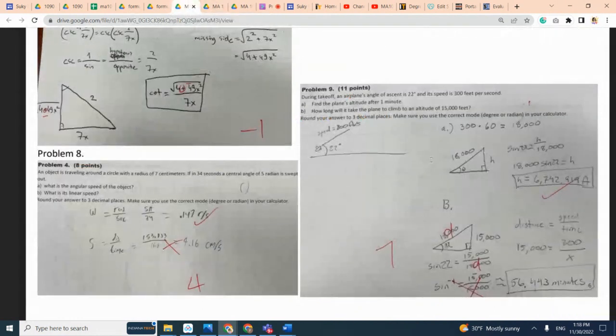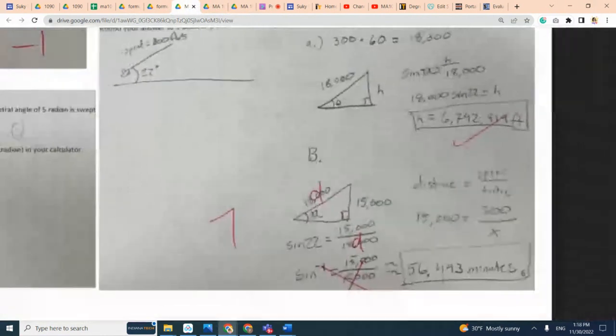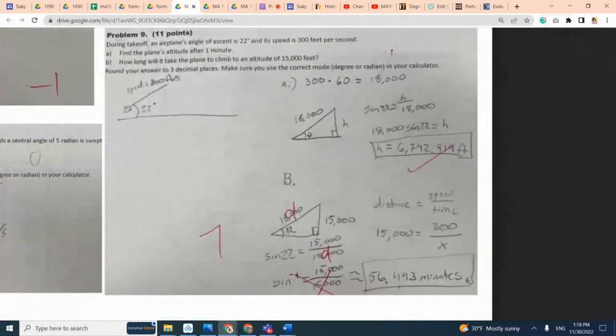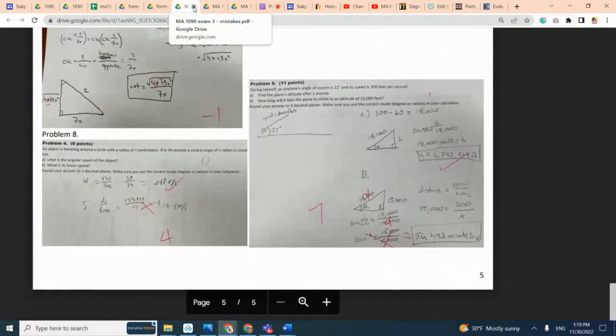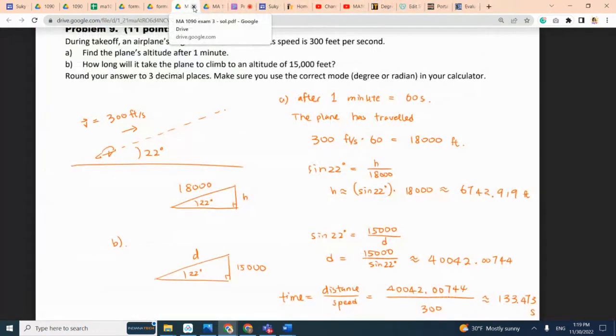Common mistake here. Right, yeah, part B. See, part B. This is distance. We want to know the distance. So this is not 18,000. Part A is 18,000. Here we want to find the D and then plug in the speed to find the time. Okay, so that is our exam 3.